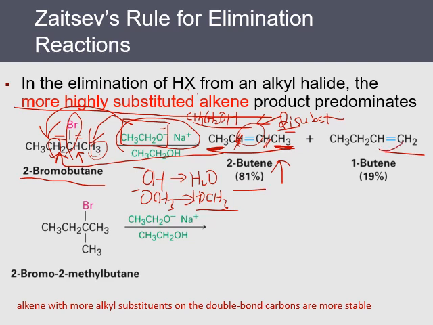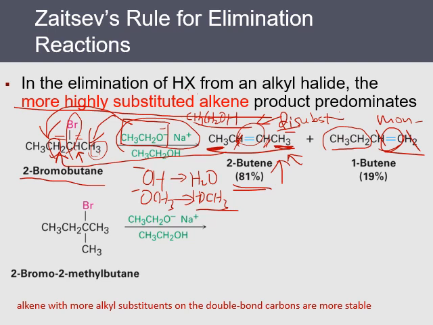Now what about this double bond? Again, you ignore hydrogen and you look for alkyl groups there. So that's monosubstituted. So this is the more highly substituted alkene, and that's the major product.